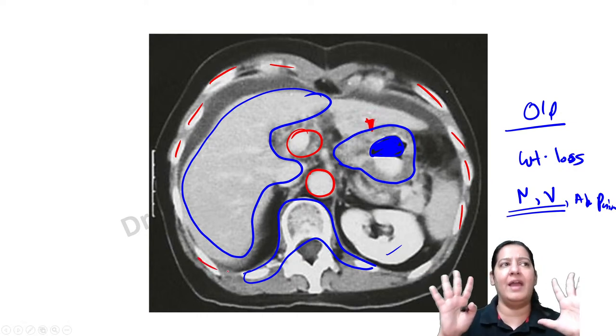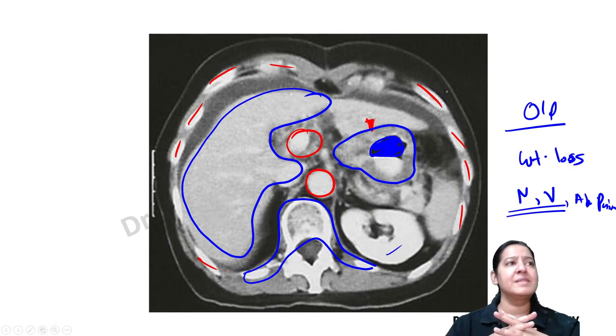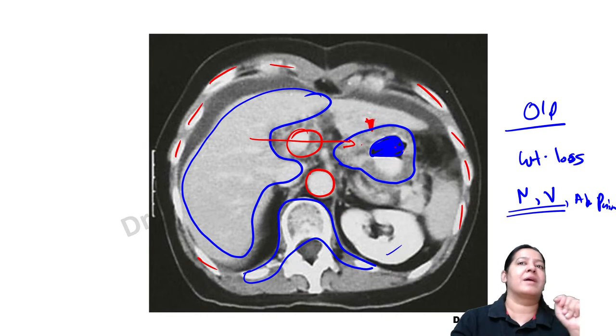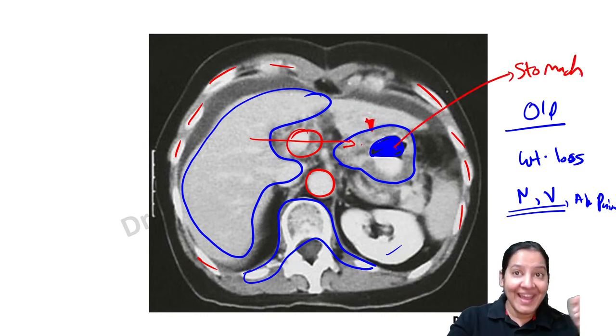Isme dikh kya raha hai? Hamza, it is not a colon cancer. In the section I am showing you, near the liver you do not see the colon here. Near the liver, what you see is the stomach. So this portion is stomach, having air in the lumen.